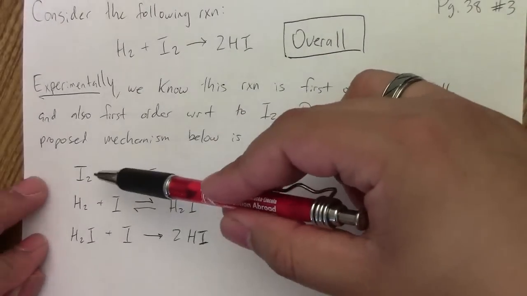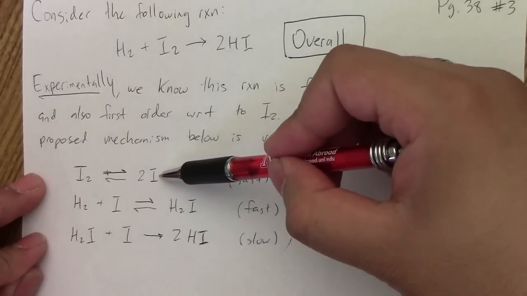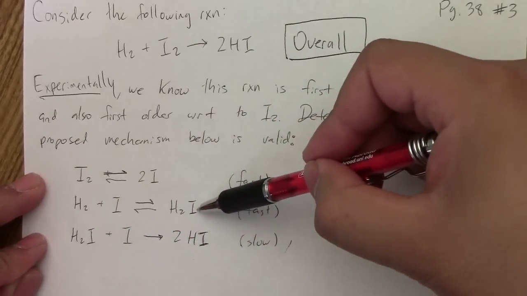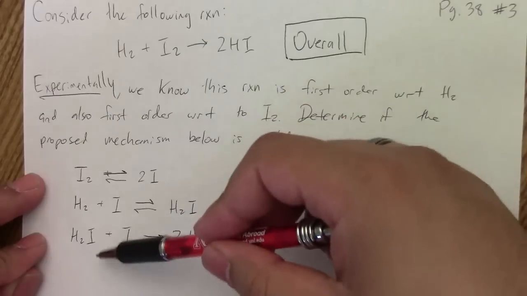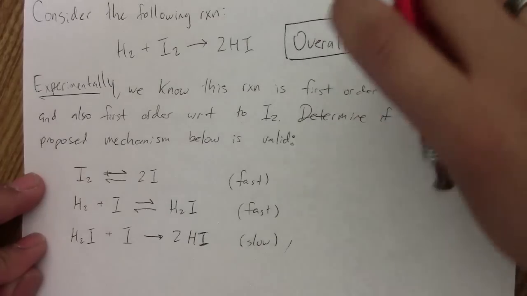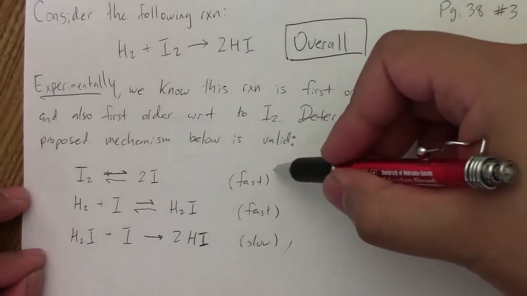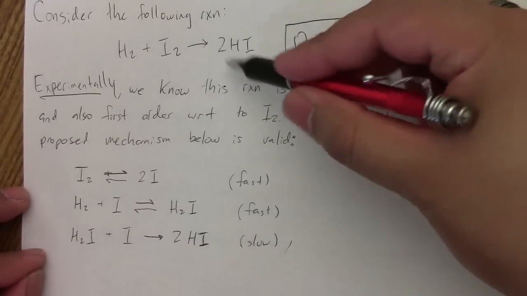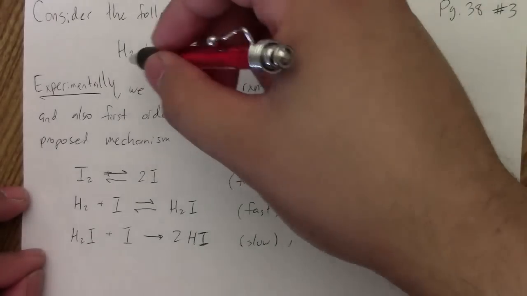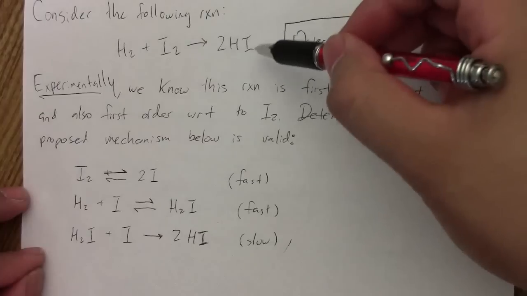We're saying down here, okay, we have diatomic iodine, and then it breaks into 2 iodine atoms. Then an H2 comes along and reacts with one of those iodines, and it forms H2I. Finally, an H2I reacts with another iodine that's floating around, and they form 2HI. So in this mechanism problem, we are claiming we've come up with this great idea to explain how the above reaction happens.